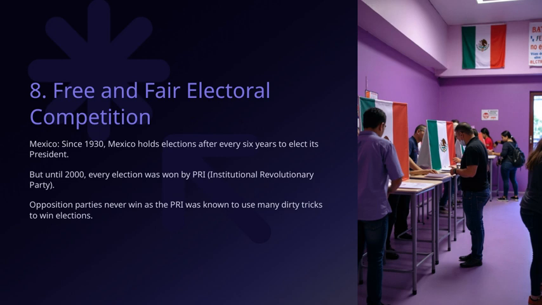When we think about the overall theme of democratic development, Mexico's experience highlights how important free and fair electoral competition is for a healthy democracy. It shows us that without truly open elections, the legitimacy of the political process can be undermined. So, understanding this history helps us appreciate the significance of the reforms that eventually opened up the political landscape in Mexico.